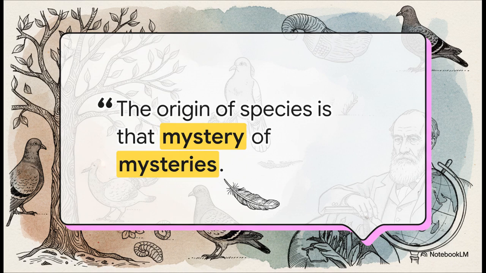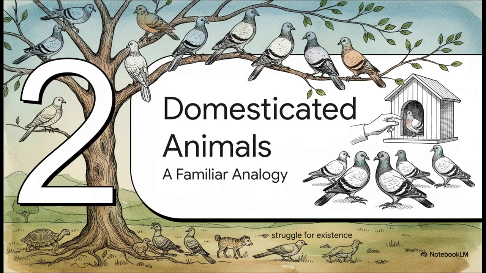Why are there so many different kinds of creatures? Where did they all come from? And why do they seem so perfectly suited to where they live? This was the grand question Darwin set out to answer. And his journey to that answer didn't start in some exotic, faraway jungle. Nope, it started with something way more familiar to a 19th century Englishman, breeding domesticated animals.